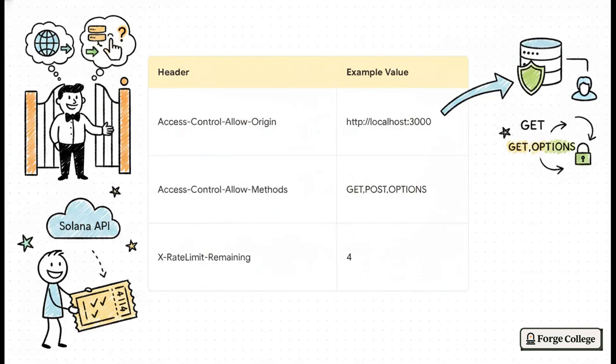Now, what happens when legitimate guests actually pass inspection? The server hands back some very specific, concrete header values. If you're on the list, it explicitly echoes your origin right back in the Access-Control-Allow-Origin header. We also lay out exactly what methods you're allowed to use, like GET, POST, or OPTIONS. And we even hand you a handy little ticket stub, the X-RateLimit-Remaining header, so you know exactly how many more requests you can make before you get cut off.